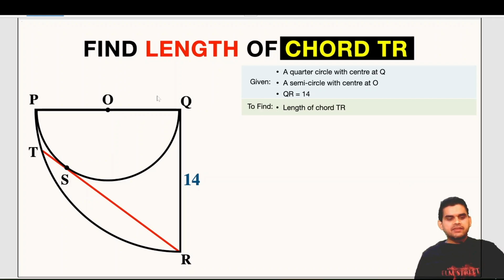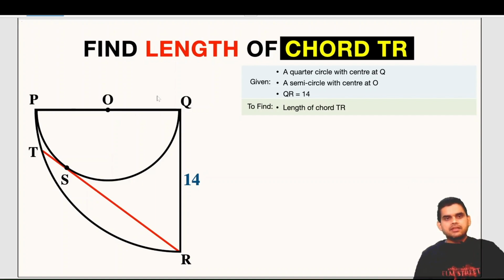Once again, I am back with an interesting question today. So let us see the question. In the question, we have a quarter circle whose center is at point Q and QR length is 14 units. This is the radius of the quarter circle.